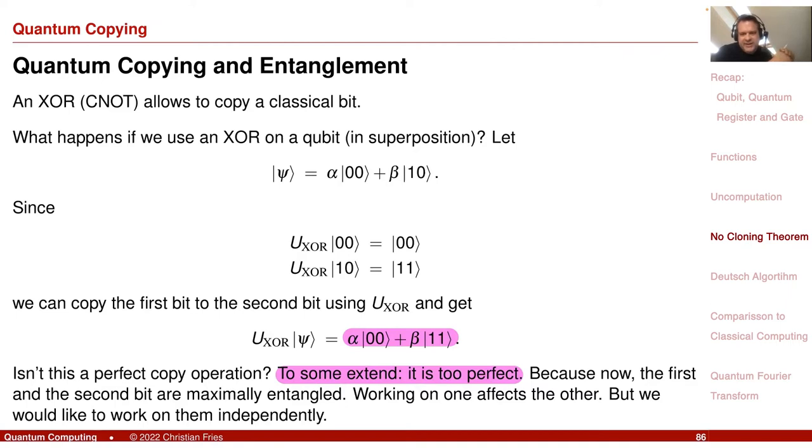So you see, it's a copy, but the copy is too perfect. I cannot distinguish the two elements. So we would like to work on them independently.